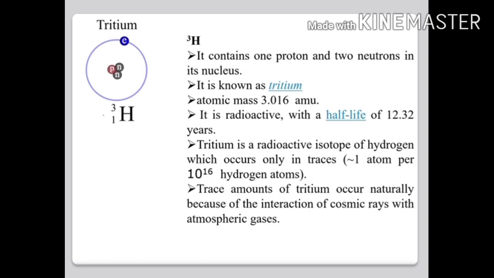Next isotope is tritium, atomic number 1, mass number 3. It contains one proton and two neutrons in its nucleus. This is known as tritium. Atomic mass 3.016 AMU. It is radioactive. Half-life of this isotope is 12.32 years. Tritium is a radioactive isotope of hydrogen, so it only occurs in trace quantities. Trace amounts of tritium occur naturally because of the interaction of cosmic rays with atmospheric gases.